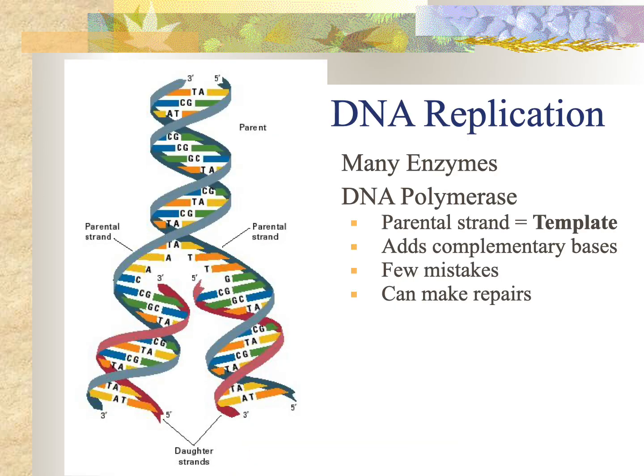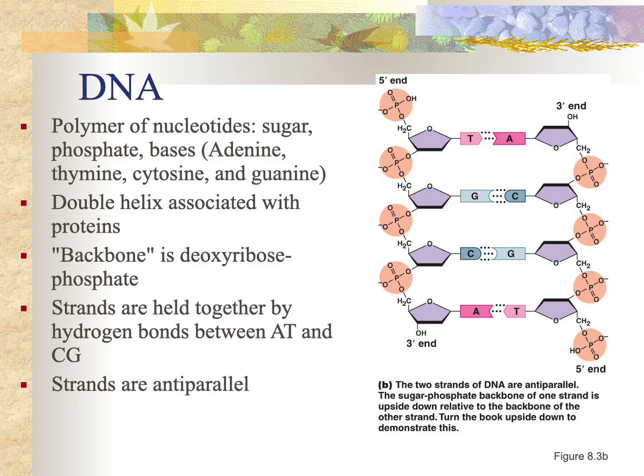The other really big thing DNA has to do is it has to be copied, and it has to be copied very exactly. This requires many enzymes, but the main one is called DNA polymerase. It uses a parental strand, an old strand, as a template, and it adds complementary DNA bases to make two new DNA molecules. It's a very efficient enzyme, which makes very few mistakes, but it also can repair mistakes. So it's the main enzyme, and it's the one I've introduced so far, but there are others.